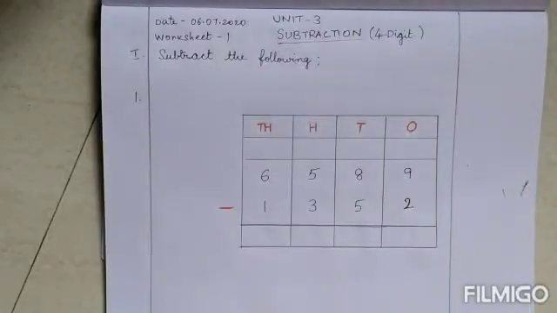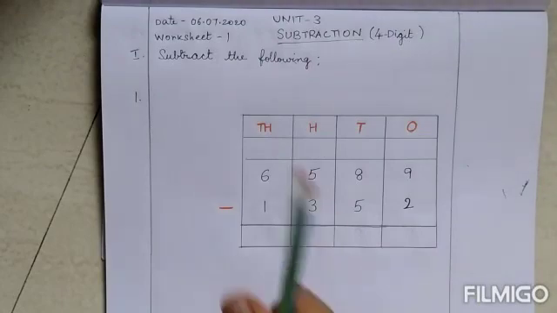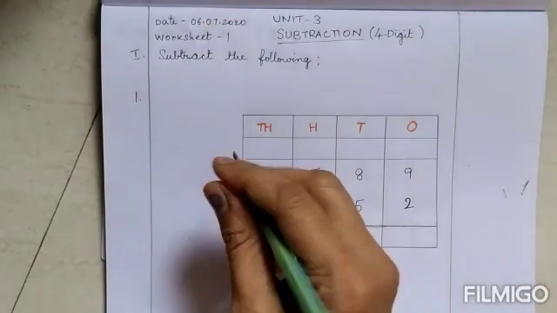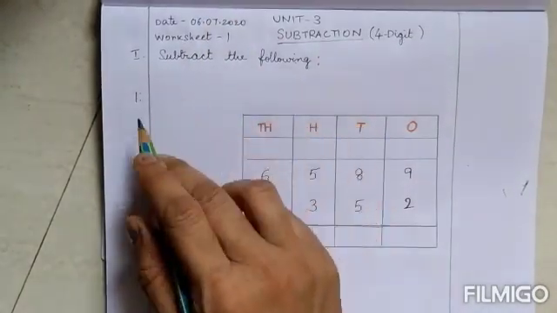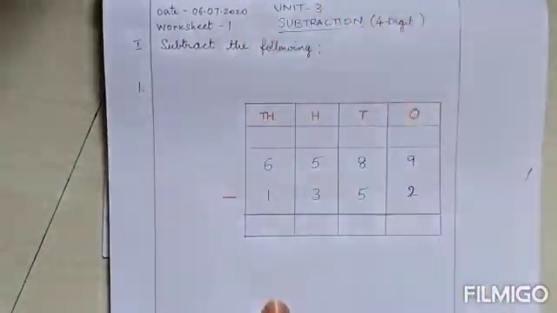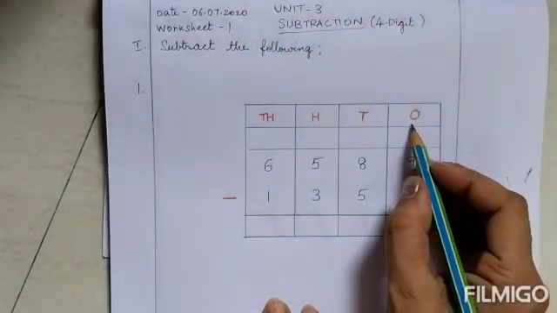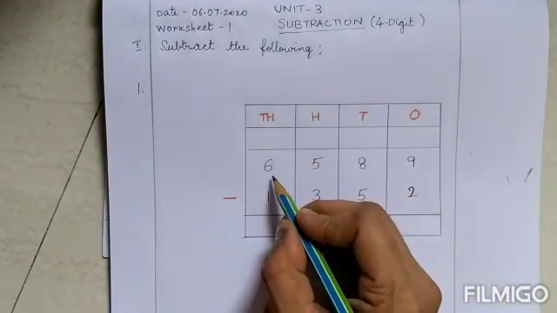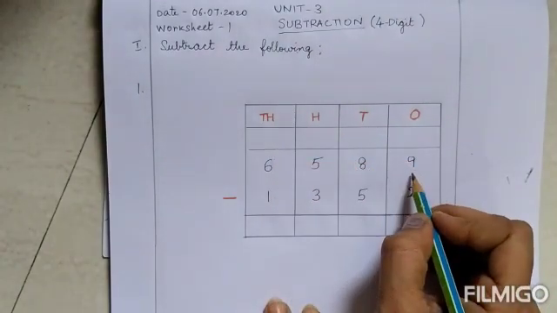Namaste children. We are in Unit 3, Subtraction of 4-digit numbers. In that worksheet 1, the first bit is subtract the following. The first one he has already given in a tabular column. He has placed the place values and numbers also according to the place values.